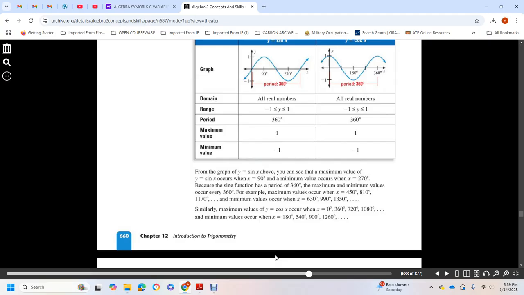and 1350. Similarly, maximum values of y equals cosine x occur at 0, 360, 720, 1080. Minimum values occur at x equals 180, 540, 900, 1260.